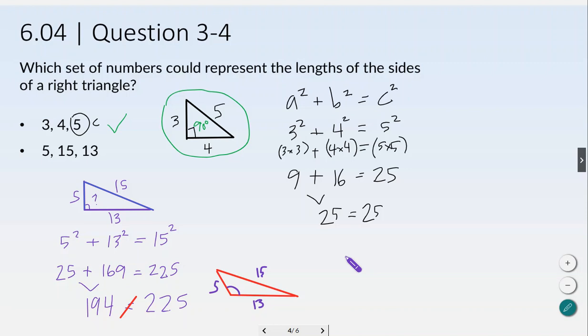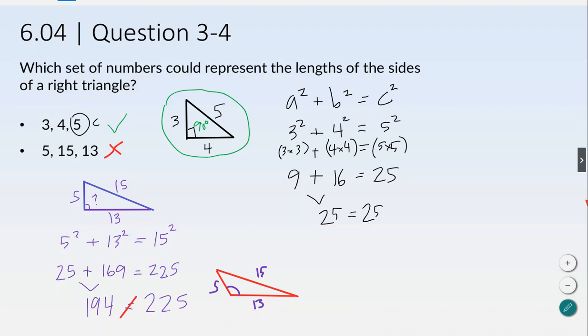Okay, so that's an indication. Again, what does this indicate? It indicates that this is not a right triangle. So we'll say X, that is not a right triangle, because the left side does not match the right side, right? So the left side was 194, the right side was 225. Okay, so there are two examples, one that works, one that doesn't work.